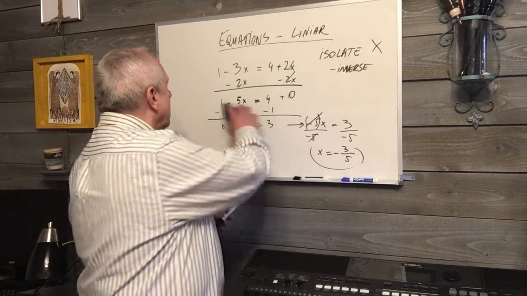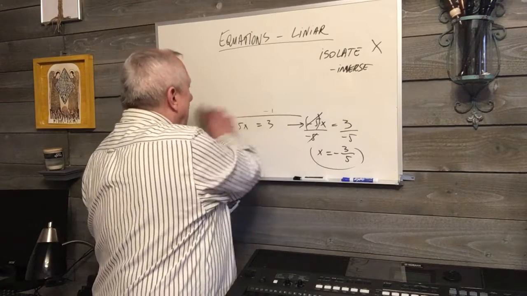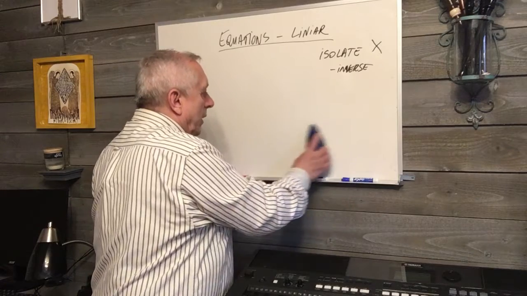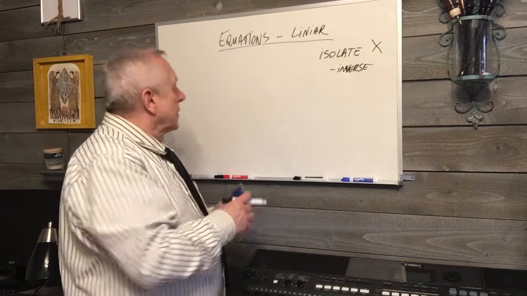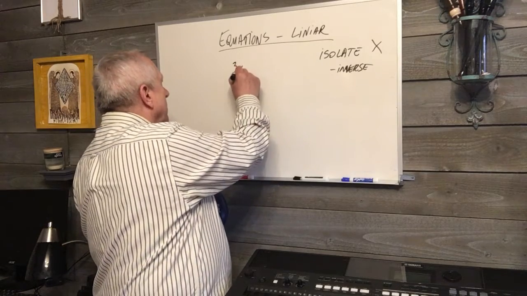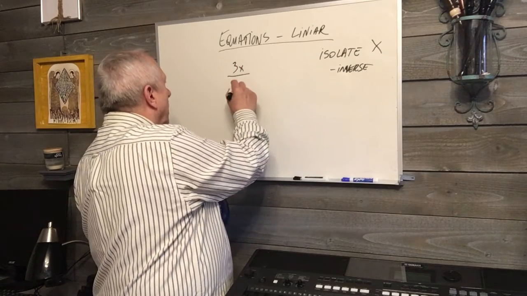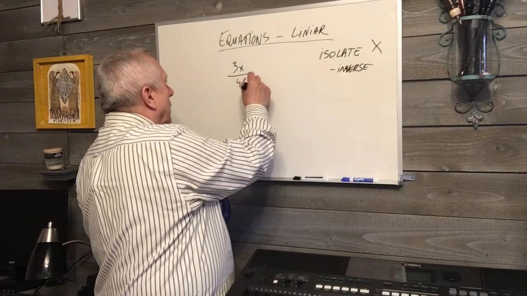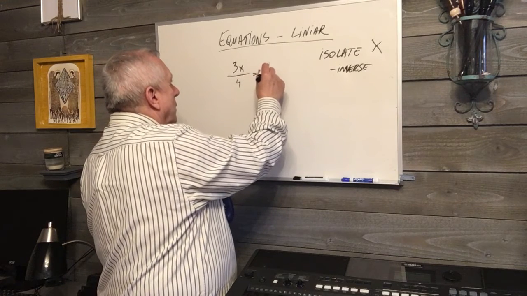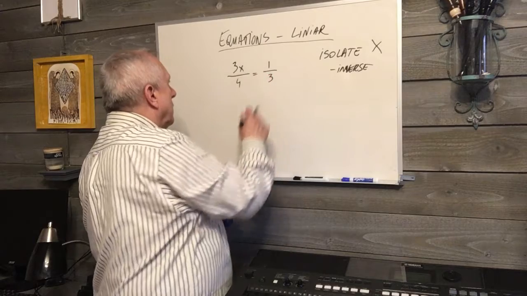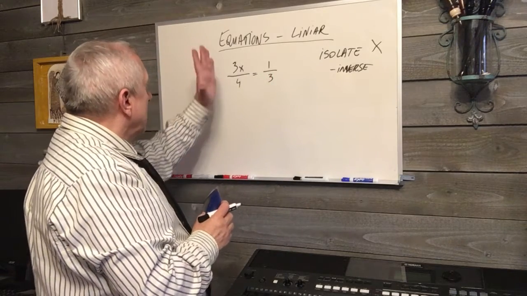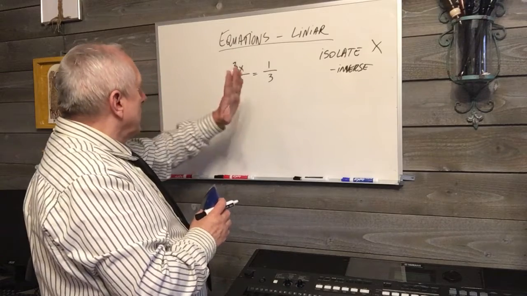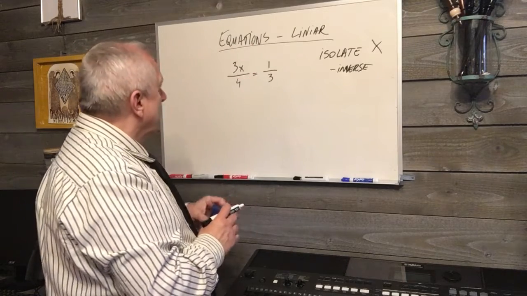it's probably easier to understand. Okay, let's try the third type of problem like this, and this involves fractions. Let's say we have 3x over 4 equals 1 over 3, let's say. Okay, how do we solve that?